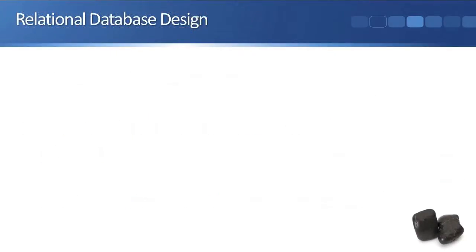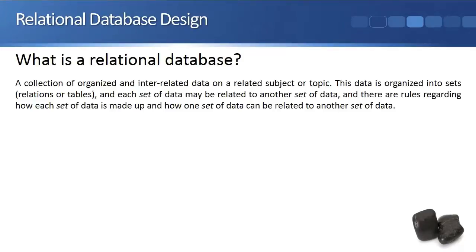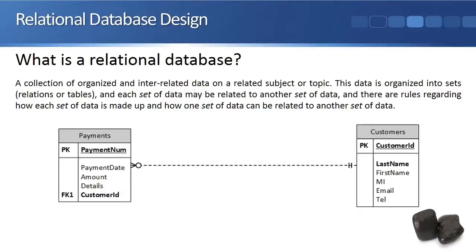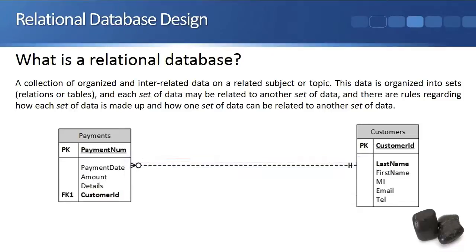Relational Database Design. What is a relational database? A relational database can be seen as a collection of organized and interrelated data on a related subject or topic. This data is organized into sets, relations, or tables, and each set of data may be related to another set of data. And there are rules regarding how each set of data is made up and how one set of data can be related to another set of data.